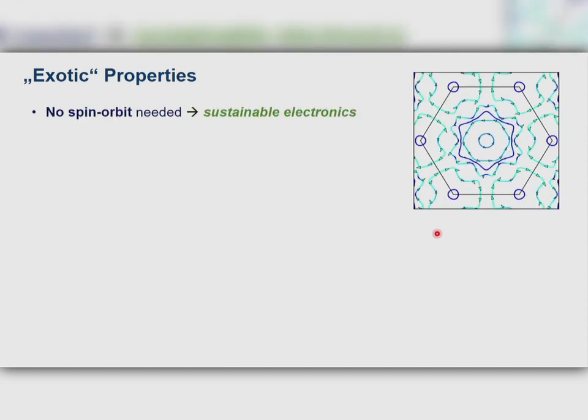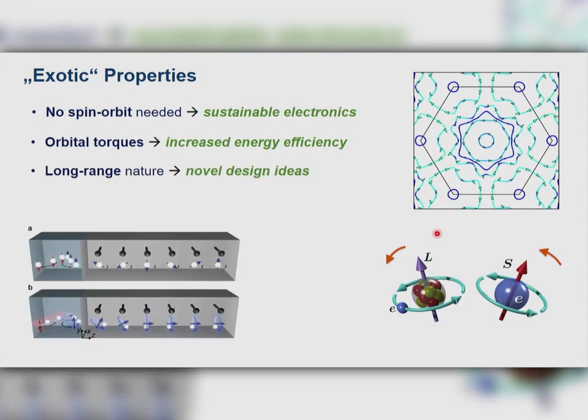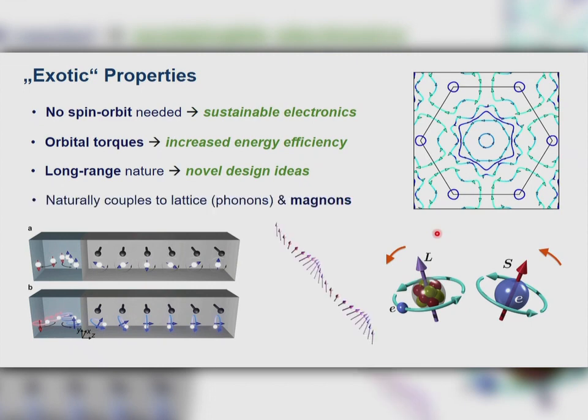And I will try to promote a couple of points about orbital magnetism today. First of all, as I said, it doesn't need spin-orbit interaction. Second, I will try to outline the mechanism for orbital torques and show how this can give you increased energy efficiency. I will also try to make you aware that orbital currents can actually be quite long range, as opposed to spin in ferromagnets. And finally, orbital motion couples naturally to the lattice and thus to phonons. And that's, of course, very nice, but I'll also try to underline that it can couple to magnons.